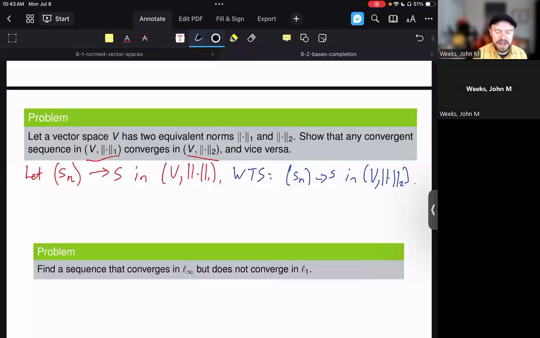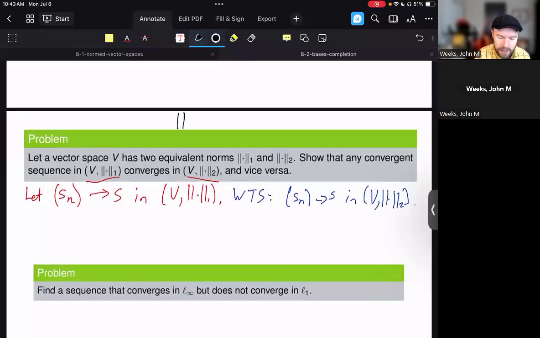Well, we need to use the fact that the norm of any element in here, and that includes the norm of S sub n minus S in terms of the 1 norm, is going to be bounded above and below by norms in terms of S2. And then the same thing over here in terms of S sub n minus S sub 2. Now we get to use this fact. We can also flip them.